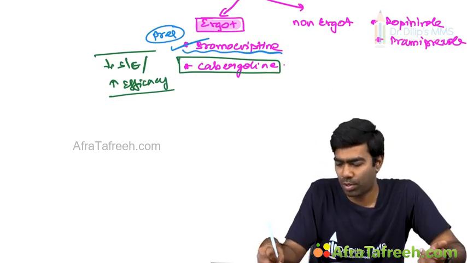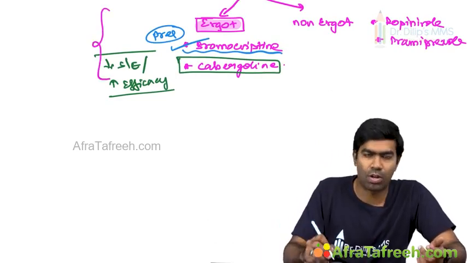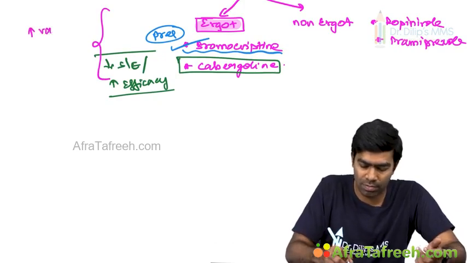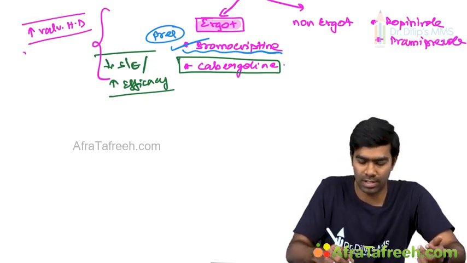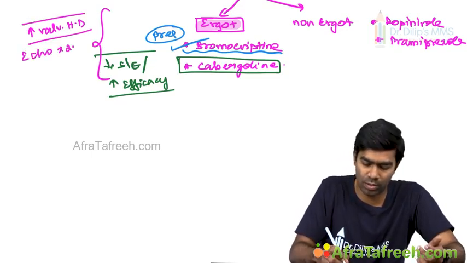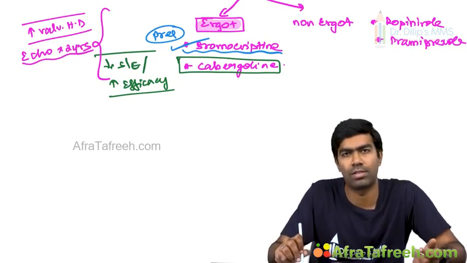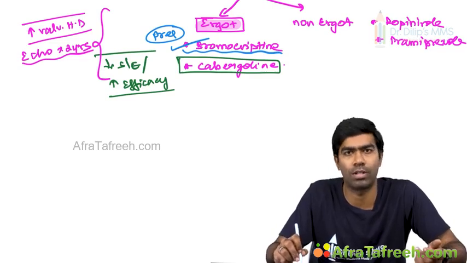At the same time, one important point that you have to know is this ergot group of compounds is associated with increased risk of valvular heart disease because they can cause valve fibrosis and they can produce valvular heart disease. That is the reason why you have to do an echo every 2 years if the patient is on an ergot compound for a long term.